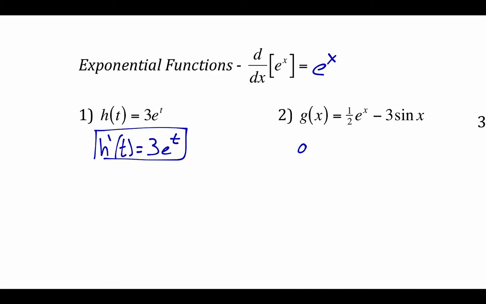Now, next one, g of x, we want g prime of x. G of x is 1/2 e to the x minus 3 times the sine of x. Well, let's just take it in pieces. 1/2 e to the x, well, the derivative of e to the x is e to the x, so we'll just have 1/2 e to the x. Minus 3 times the sine of x, well, the derivative of sine of x is the cosine of x, so it's just going to be 3 times the cosine of x. And that's it.